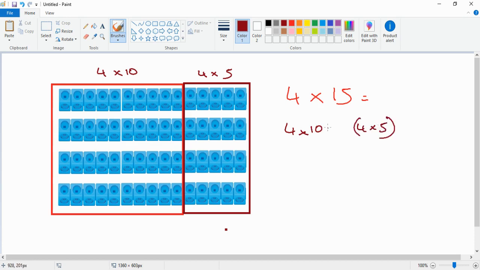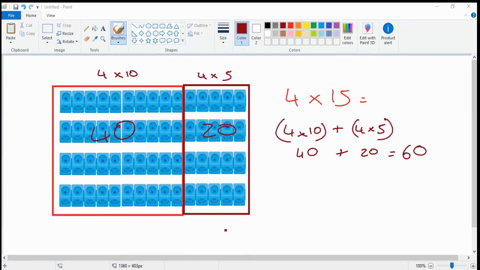We'll put these in brackets, and we'll add them. 4 times 10 is 40, plus 4 times 5 is 20. Well, 40 plus 20 is equal to 60. And you might see it with the arrays like this. So there's the 40 cubes, there's the 20 cubes. When you add them together, you get 60.